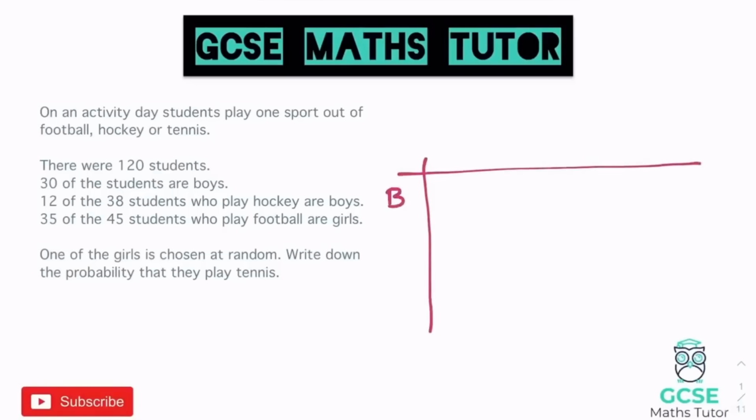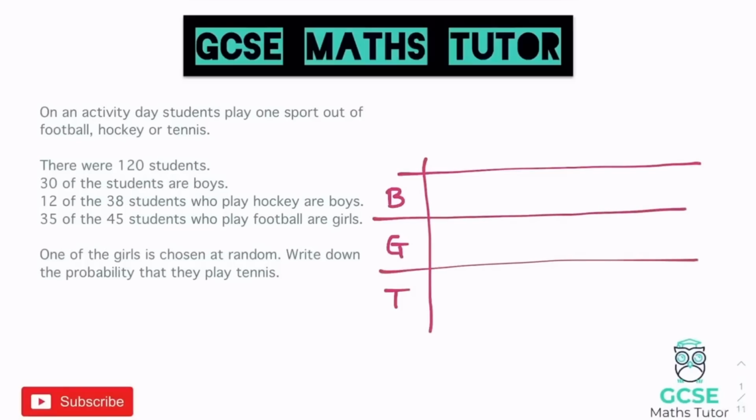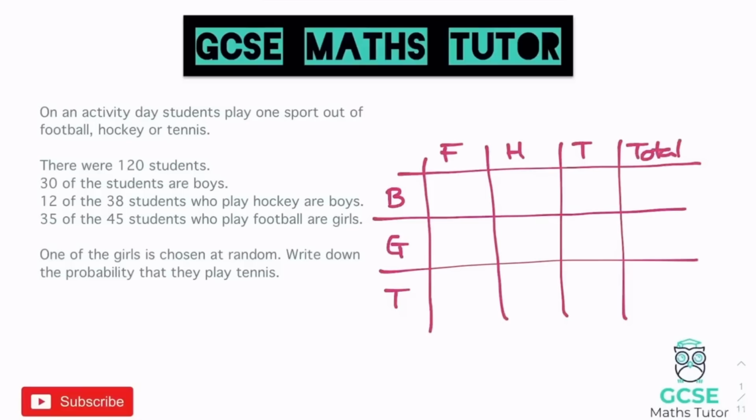We've got boys, we've got girls, and we've got a total, which I'm now just going to label as T. Okay, you can write the full words in if you want. And then I've got 3 options and a total at the end. So we've got football, we've got hockey, we've got tennis, and again a total, and I'm just going to label that as total as I've got another T up there.